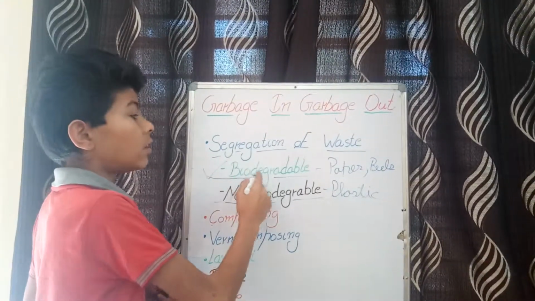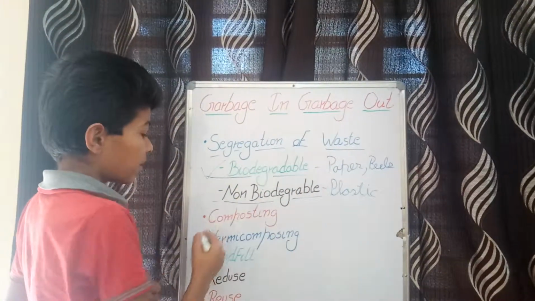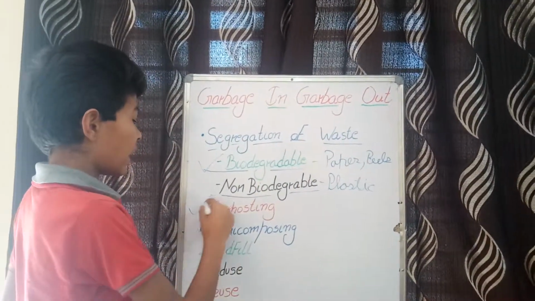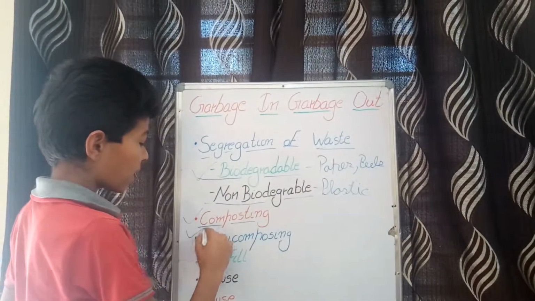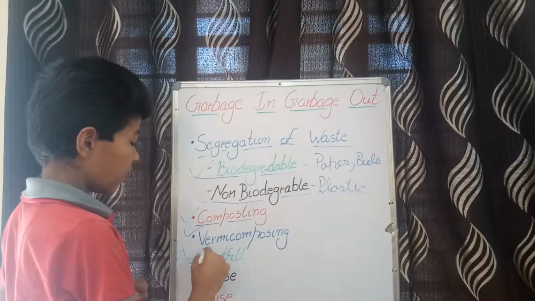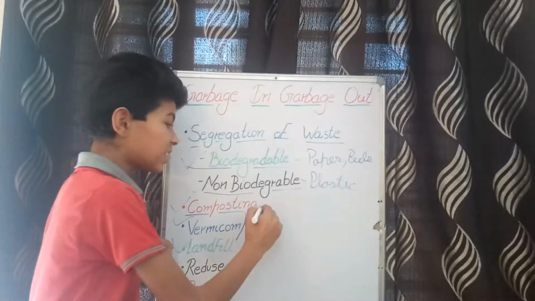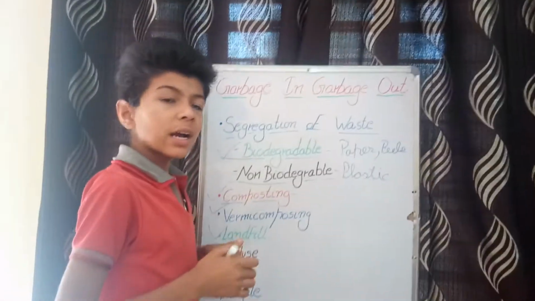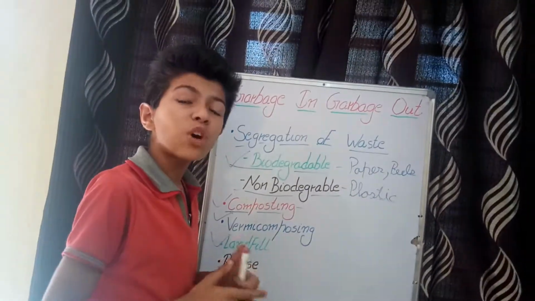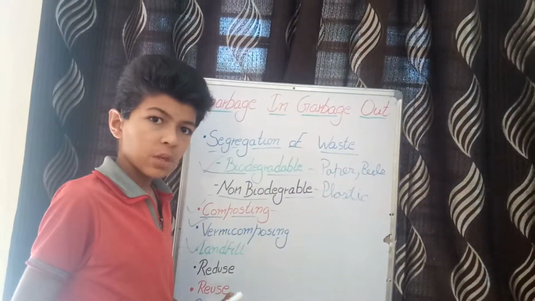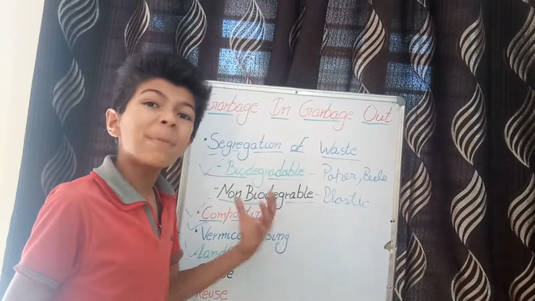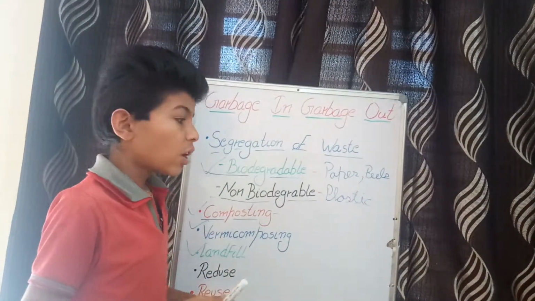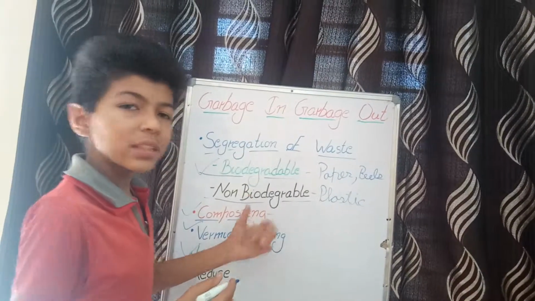Biodegradable waste is managed by the processes of composting, vermicomposting and landfill. So what is composting? Composting is the management of biodegradable waste by putting it in a compost pit or burying it in the ground.